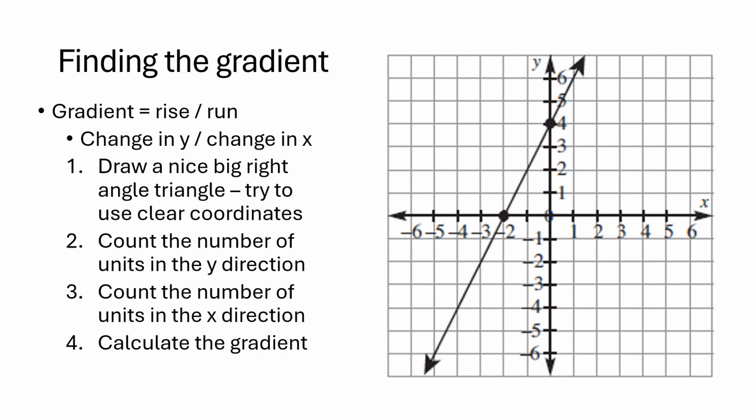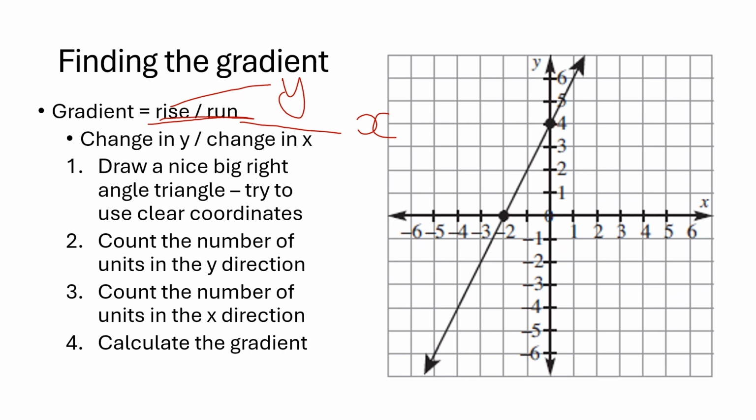Now, to find the gradient from a line graph like this, we're going to look for the rise divided by the run. The rise is our change in the y, how far up it goes or how far down. Run is our x, how far across it goes.